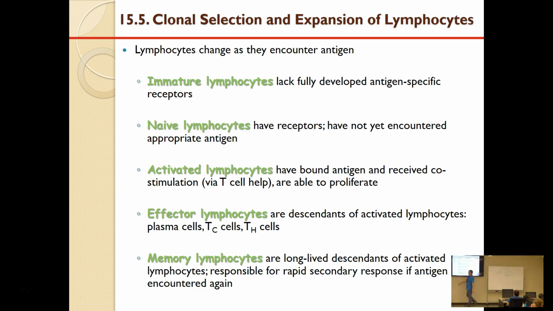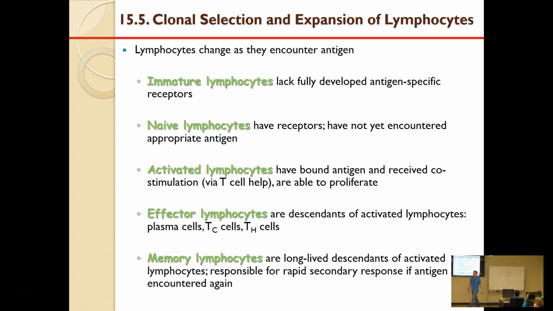Once the job is done, provided that the job was successful and they cleared the infection, the effector lymphocytes aren't needed anymore. We don't need that huge army of plasma cells and T cells anymore because that antigen is gone. Whatever that infection was, it's gone. So only a few of them are going to get left behind as memory cells. They're going to be there to remember that particular infection, so that if we see it again, we won't necessarily get sick again. So as we're saying here, memory cells are long-lived descendants of activated lymphocytes responsible for rapid secondary response.